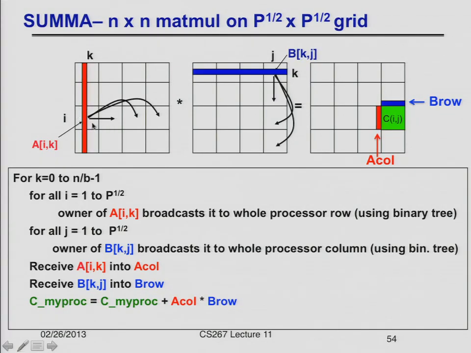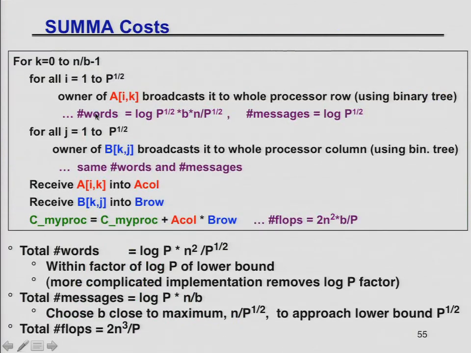But if I choose b close to the maximum, and the maximum is, each processor sends everything it owns. So the maximum would be this red block is actually the whole thing. And I may or may not want to do it that way. But if I choose b that close to that big, this lower bound approaches the square root of p. So I do have that possibility to get close to that lower bound. And the number of flops actually is just fine. The number of flops speeds up perfectly, 2n cubed divided by p.